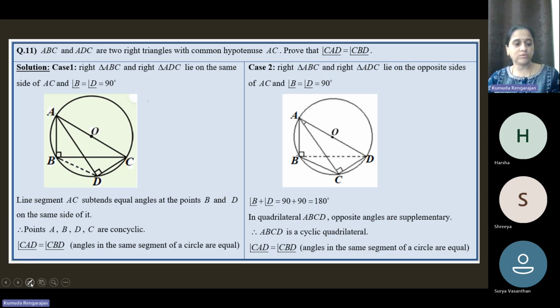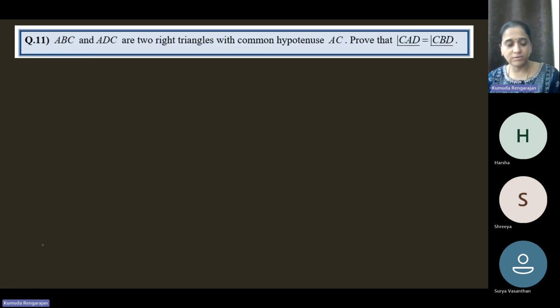I think if I show this one, it might be confusing. So these are two right triangles with a common hypotenuse. The triangles can be on the same side of the hypotenuse or on the opposite sides of the hypotenuse. So we have two cases.